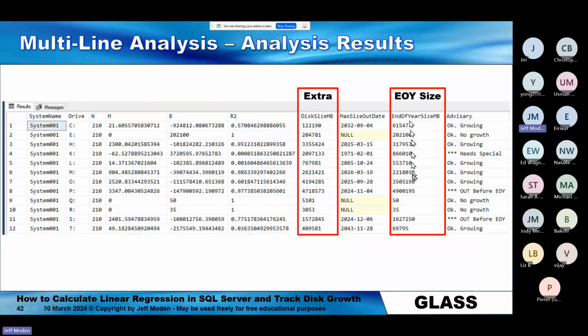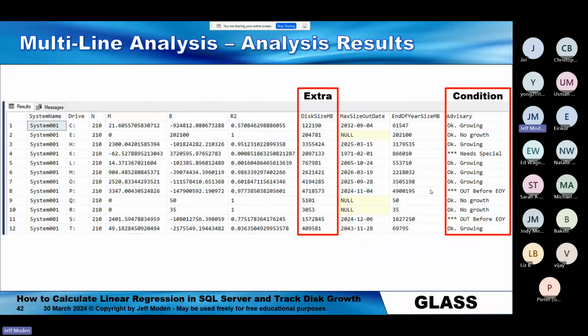We also have the end of year size. Here are the sizes that it's going to be for the end of the year. So if it says okay, we don't have a problem. But if it says out before the end of the year, we've already calculated how much disk space we need to be there, so it doesn't run out before the end of the year. And of course, we have the condition of our disk laid out in English terms, which people call machine language and AI and a bunch of other stuff.